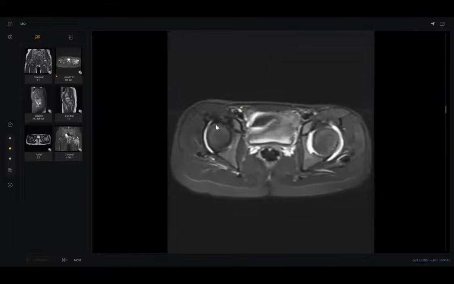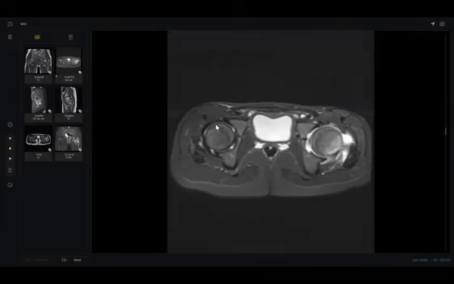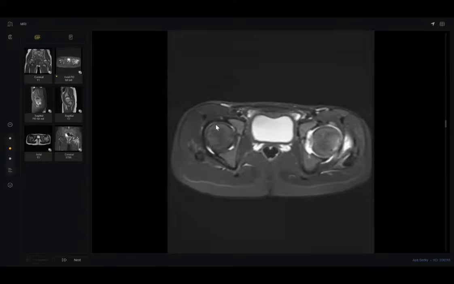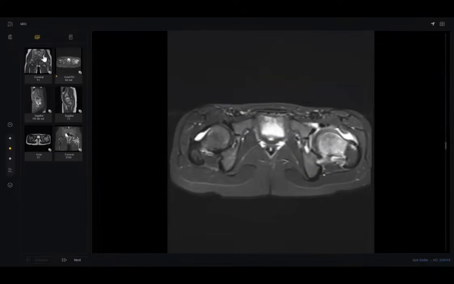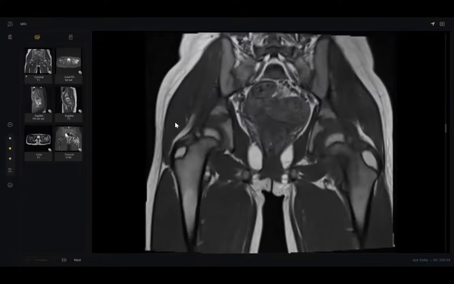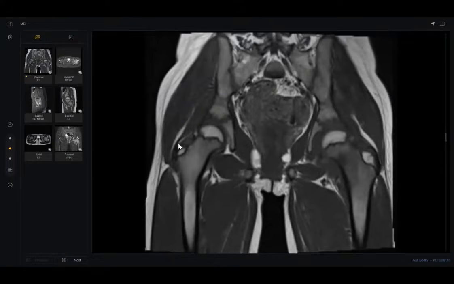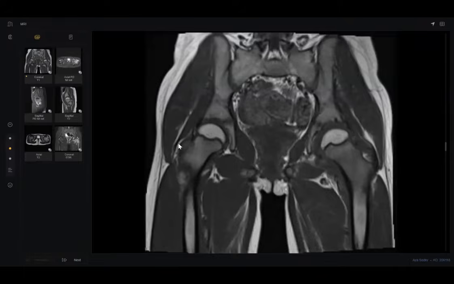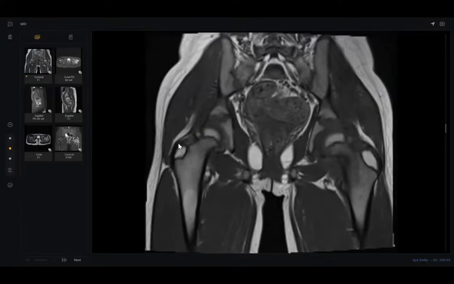Okay, so I can see that there is a mild joint effusion in the left hip joint, and there is significant edema in the femoral neck region. I want to look at the T1 to rule out any fracture line. In the coronal T1 section, I can see a hypointense area along the medial aspect of this, and there is significant joint effusion, which is concerning for a fracture at this area given the history of trauma.